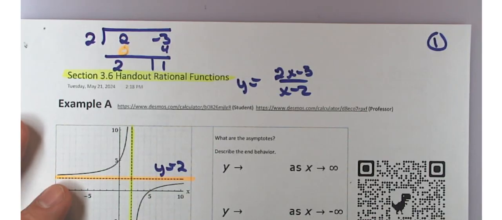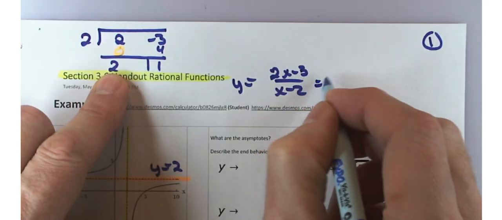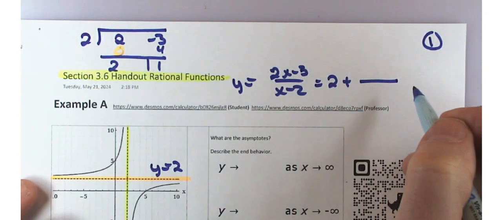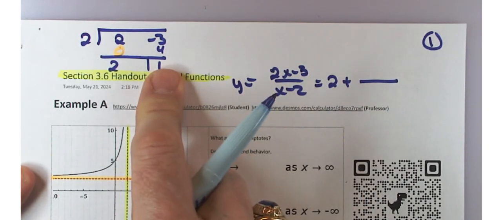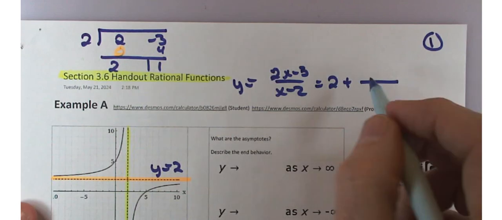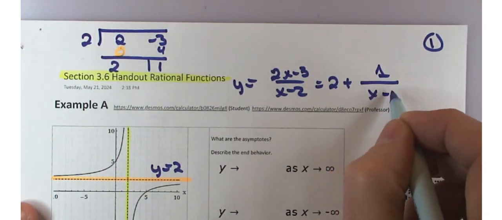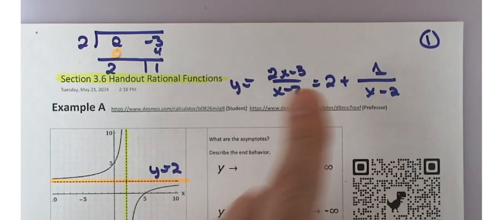Okay, well, what does that all mean? Well, this is your constant term, so that's equal to 2. What's the 1 stand for? What's the 1 giving me there? Yeah, the remainder. Thank you. So the remainder is 1 over x minus 2. So these two things are equivalent. But writing it this way makes it a little bit easier to see what's going on here.